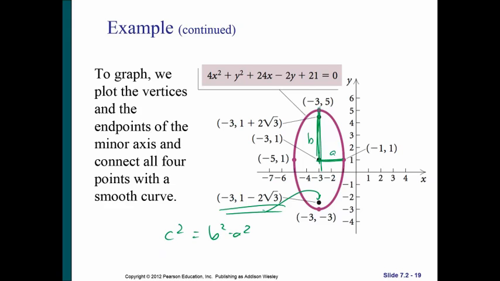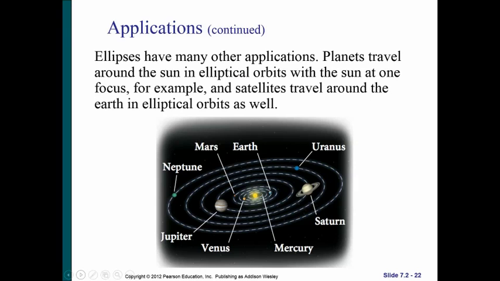What do the foci do? That is a great question. Planets, comets, all orbit in elliptical patterns. The Earth does not go around the sun in a nice circle. It goes around the sun in an ellipse.